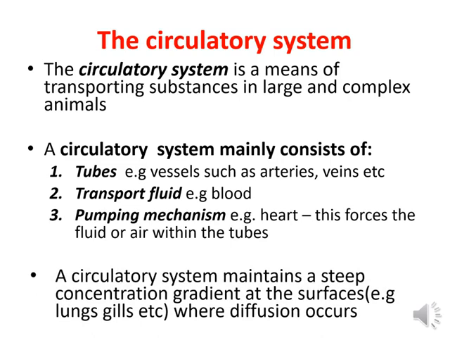A circulatory system maintains a steep concentration gradient at the surfaces. For example, we are talking about the lungs, the gills. These are respiratory surfaces where diffusion occurs.